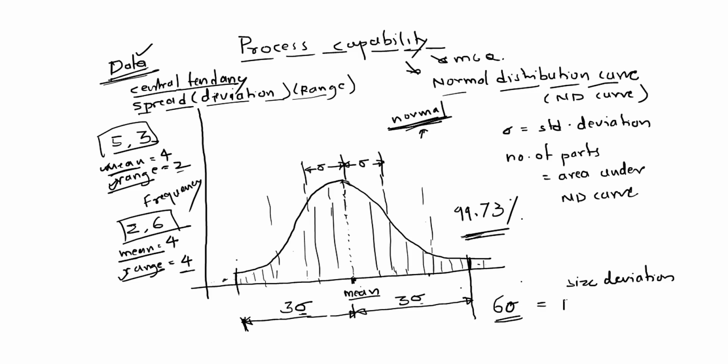And if this deviation is equal to the tolerance in the given case, then I am getting 99.73% of parts within tolerance. So this 6 sigma is nothing but the process capability for that machine. But if I reduce the tolerance, let's suppose this is the tolerance, which exactly matches the 6 sigma deviation, then this process will produce 99.73% of parts within tolerance.